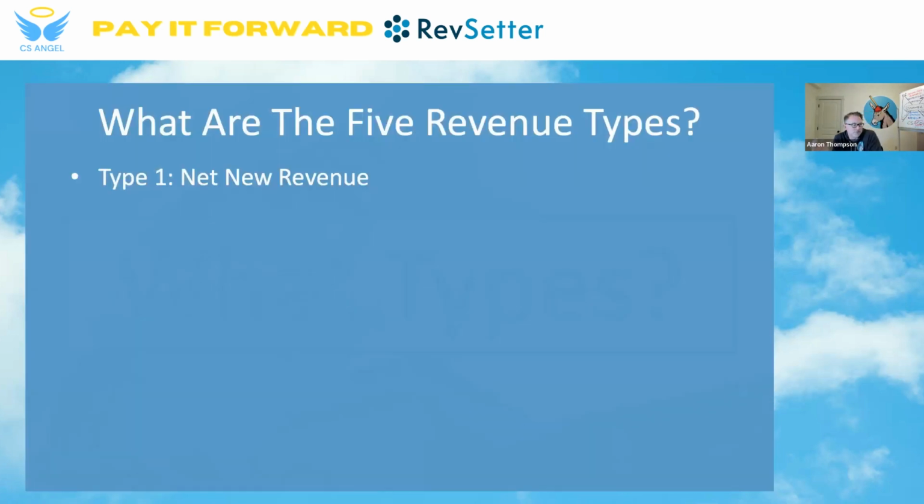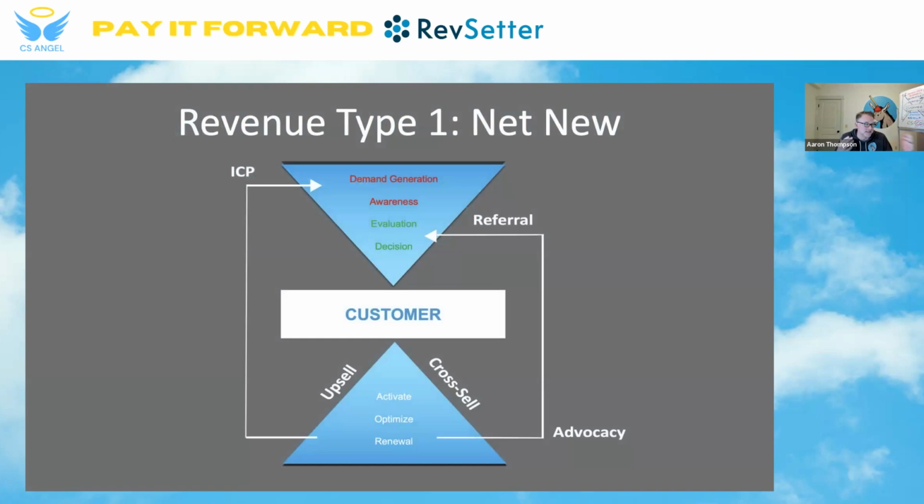So the first type, net new revenue. So what is net new revenue? I think we've got a pretty good idea, but if I take it back to this kind of North Star here, you've got your marketing doing the MQLs, you got your sales there doing your SQLs, and then eventually they decide, or some of them decide, to become a customer. And obviously when they move from the top of the funnel to the bottom, that's your net new revenue.